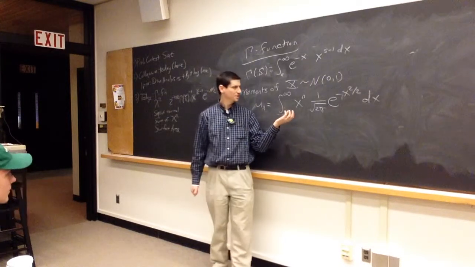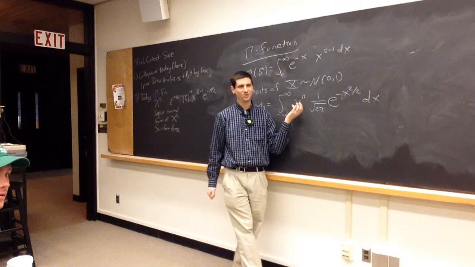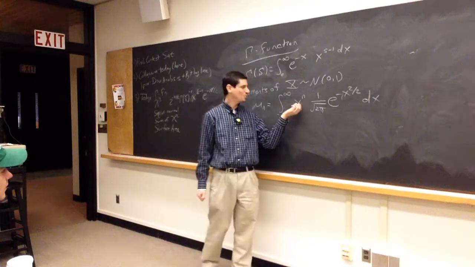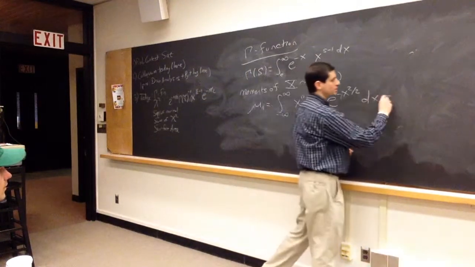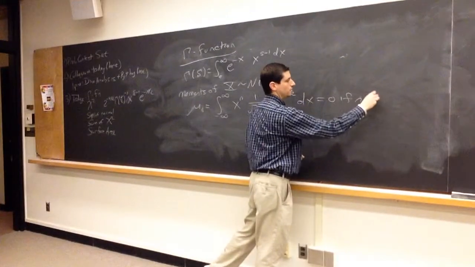Do such a thing as 50%? Yeah. Do you want to do the evens or the odds? Odds. If n is odd, what do you get? 0. So this equals 0 if n is odd.